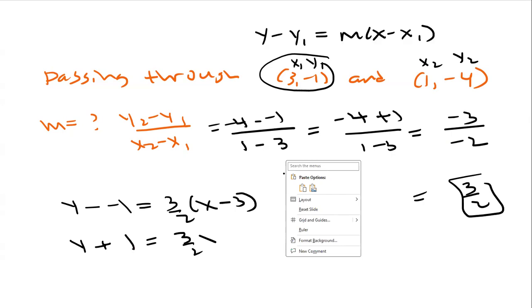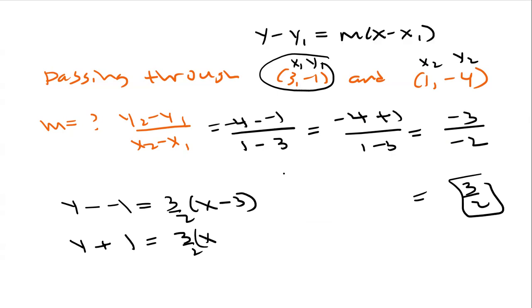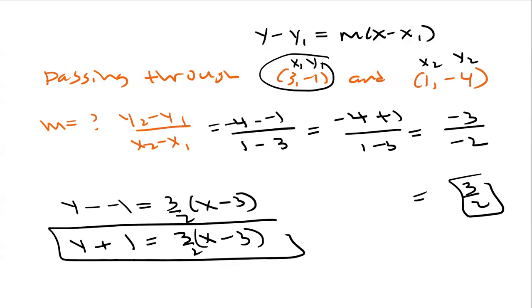We don't have to distribute that because again, we want it in point slope form. So y plus 1 equals 3/2 times x minus 3. And that's it. Okay, so again, this is in point slope form.